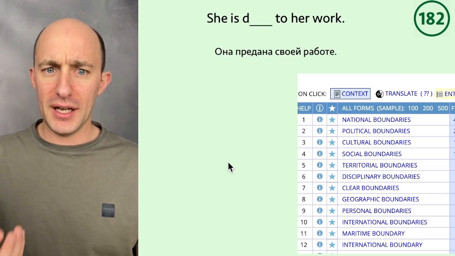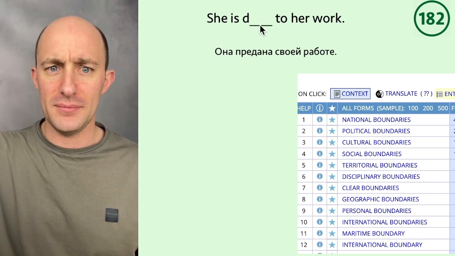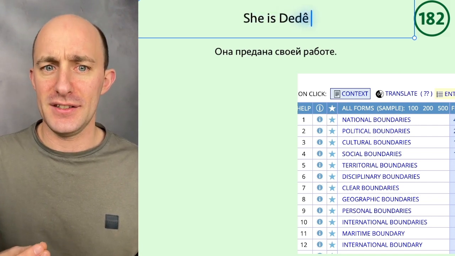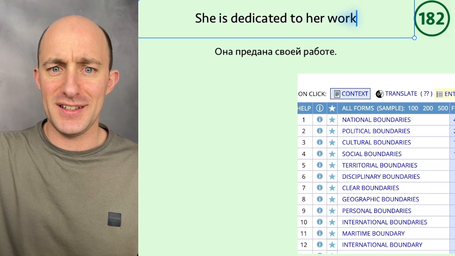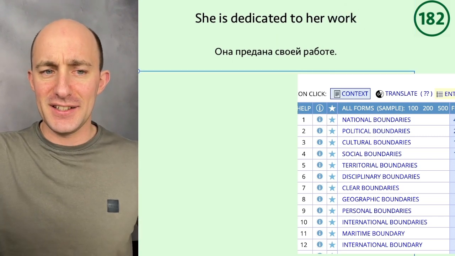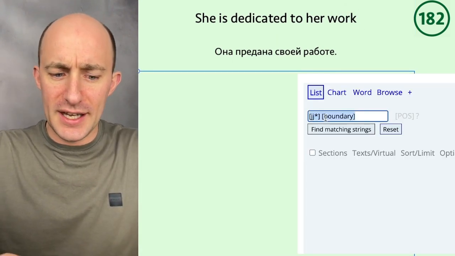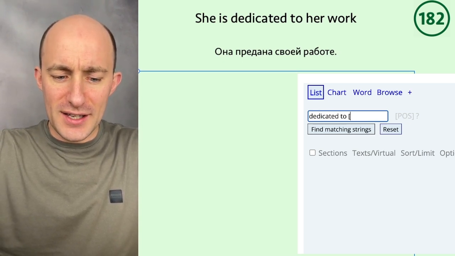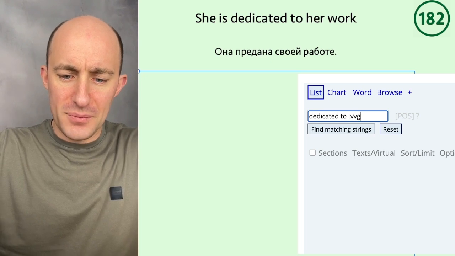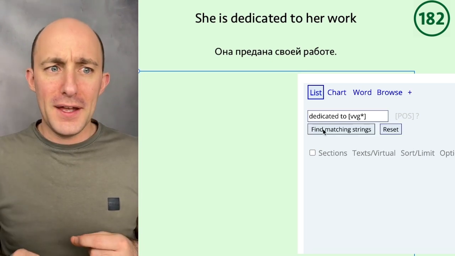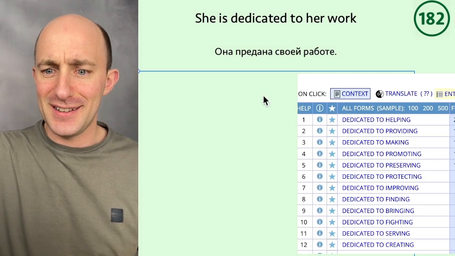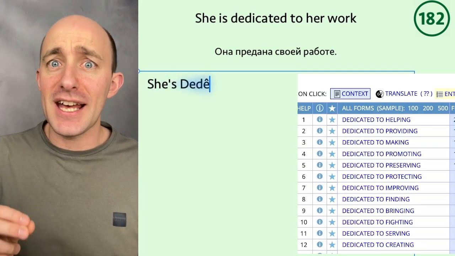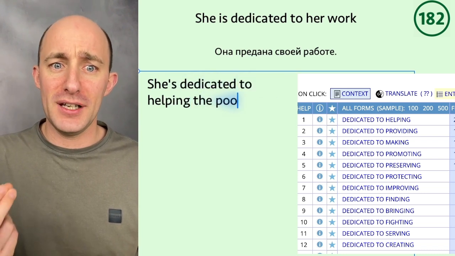182. Она предана своей работе. Предана прямо. She is dedicated to her work. Dedicated. What other things are people often dedicated to? Dedicated to. I like these when we get verbs followed by the ing form. Dedicated to. She's dedicated to helping the poorest people in society.